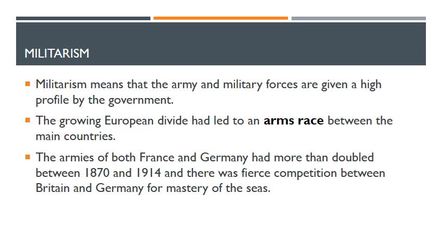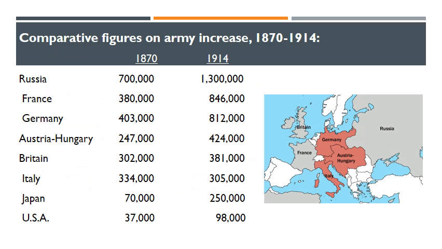Militarism means that both the Army and the other military forces are given a very high profile and priority by the government. And in the years leading up to World War I, growing tensions between the countries had led to an arms race, as each country tried to outdo the others. As we'll see in a second, the armies of both France and Germany had more than doubled between 1870 and 1914. We can see in this table the buildup in the size of the armies.